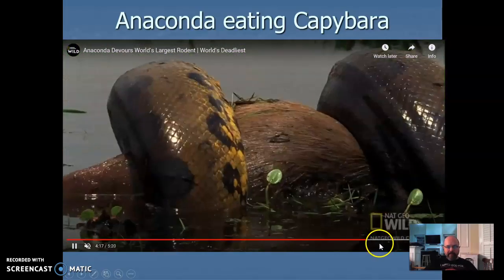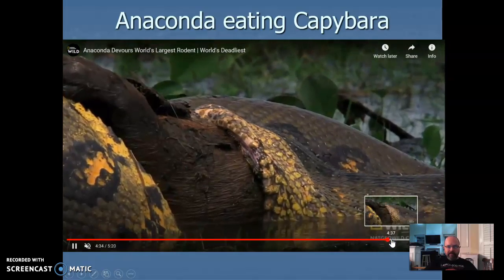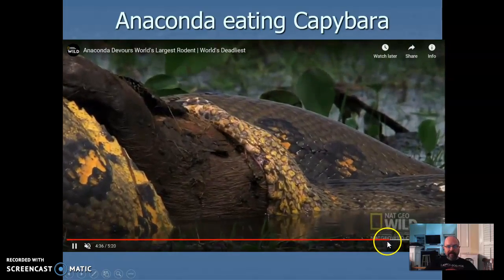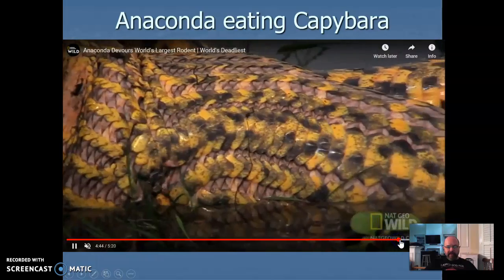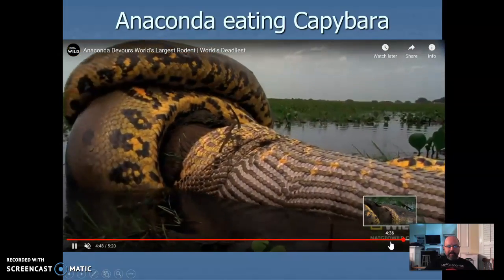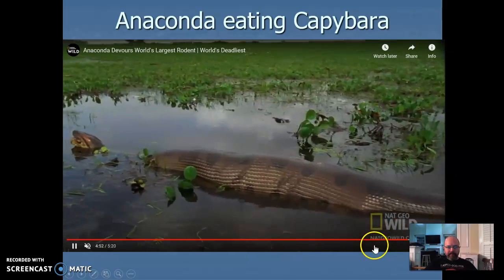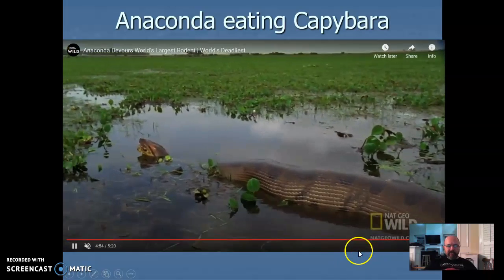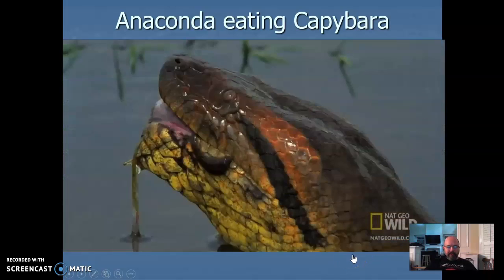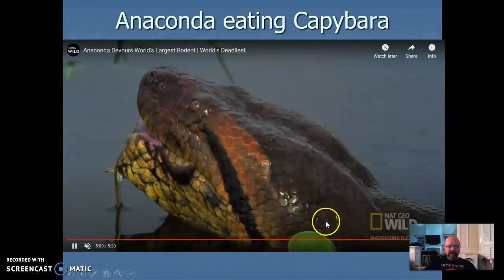And after time, you can see it's able to make sure its prey is dead, and then it will slowly unhinge its jaws and move its body over the capybara. Capybara is much larger than the diameter of the snake, so the snake ends up with a large lump in its gut after it is eaten, and then it will slowly digest that over time.